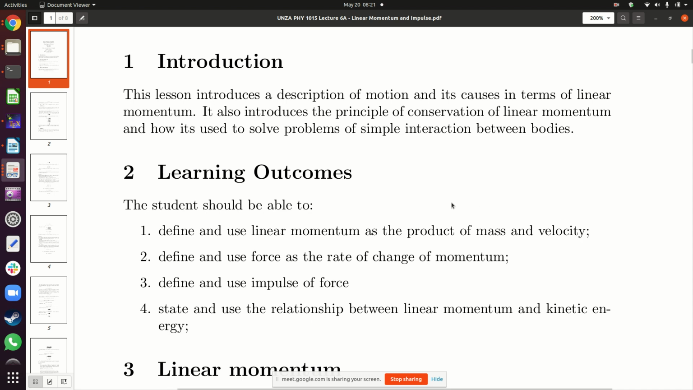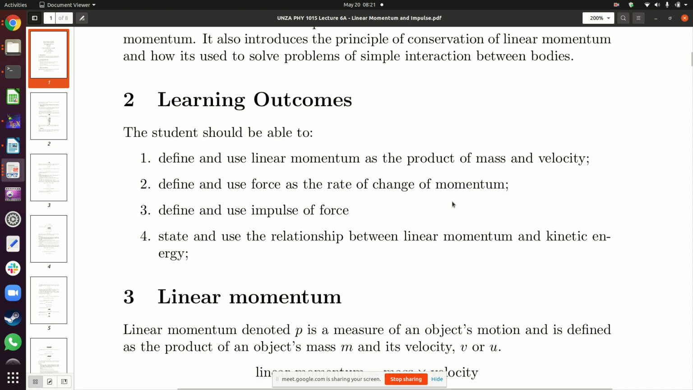Okay. Then with this definition of linear momentum, we are also going to look at force. So far our view of force has been in terms of Newton's second law of motion. So we're going to start from Newton's second law of motion and try to look at force in terms of linear momentum. We're going to see that when you look at force in terms of linear momentum, we actually come up with a very nice definition of force as how fast the linear momentum of an object is changing.